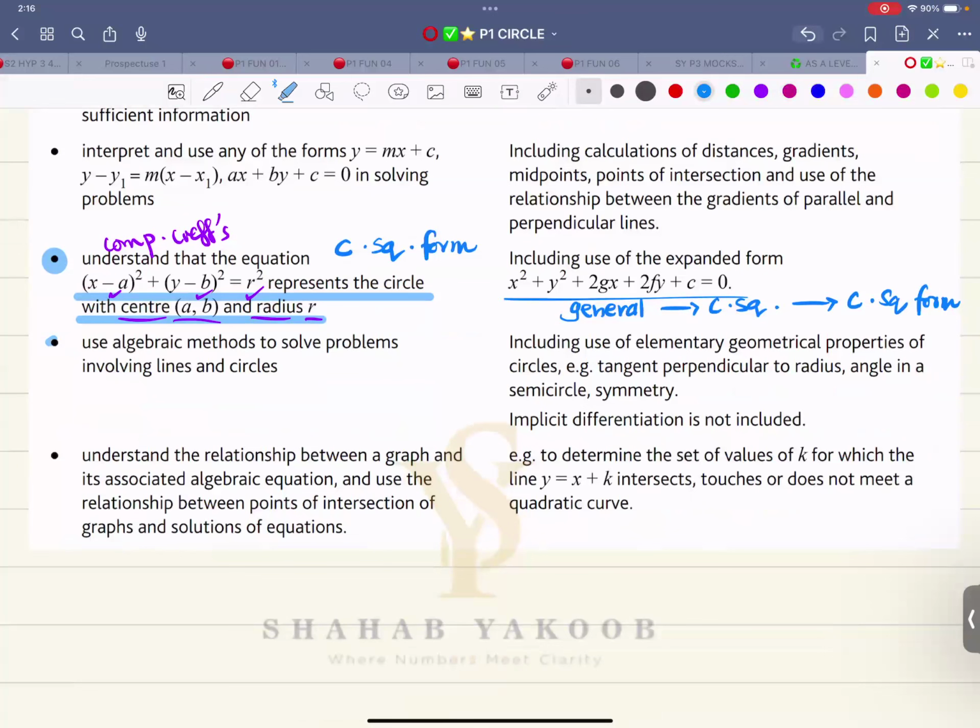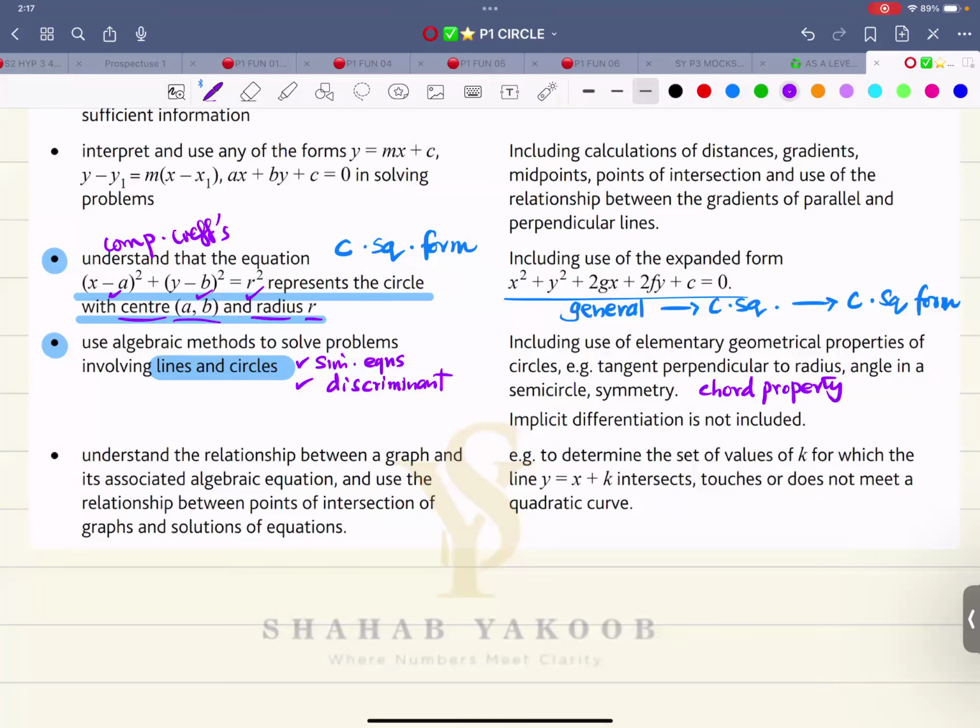Then it says use algebraic methods to solve problems involving lines and circles. Now this includes a lot of things. This includes simultaneous equations. This includes the concept about the quadratics and the discriminant. So all these things fall into this category. Now it says including use of elementary geometrical properties of circle. Yes, tangent is perpendicular to radius, angle in a semicircle, symmetry. And let me add one more, that is the chord property. All these things will be used over here.